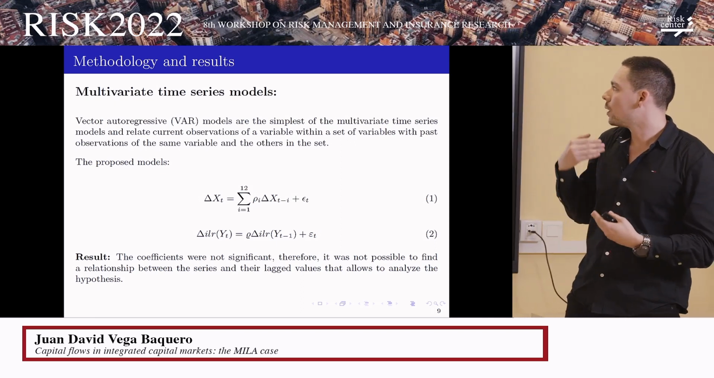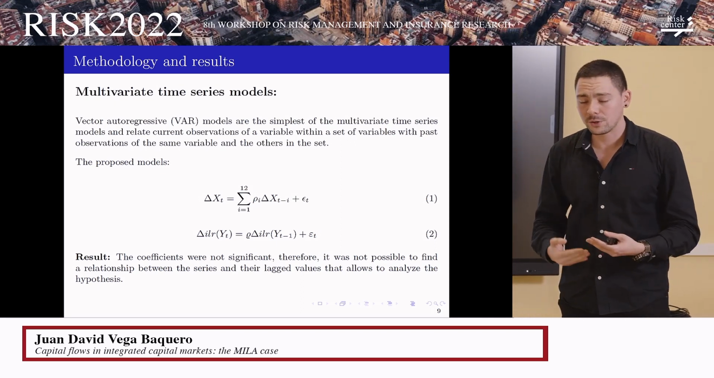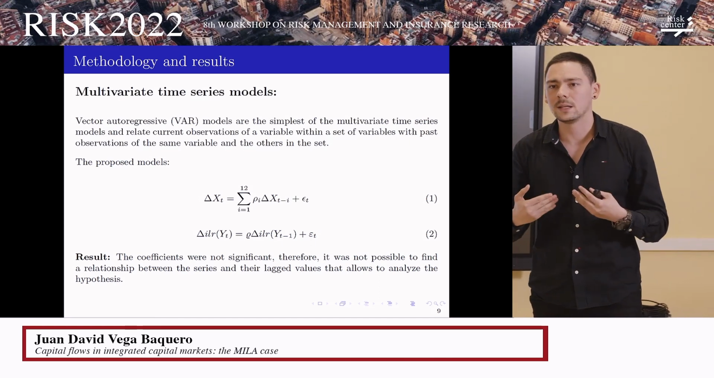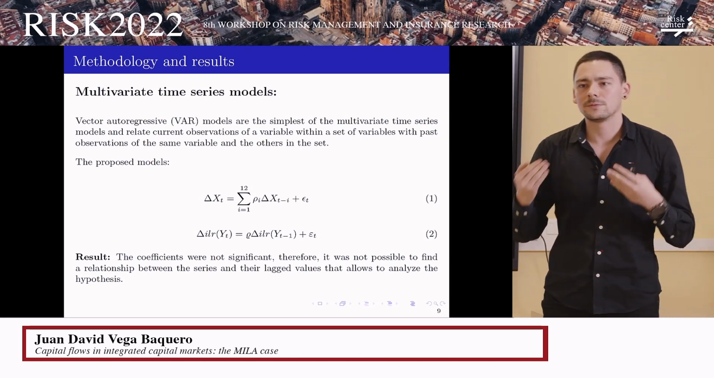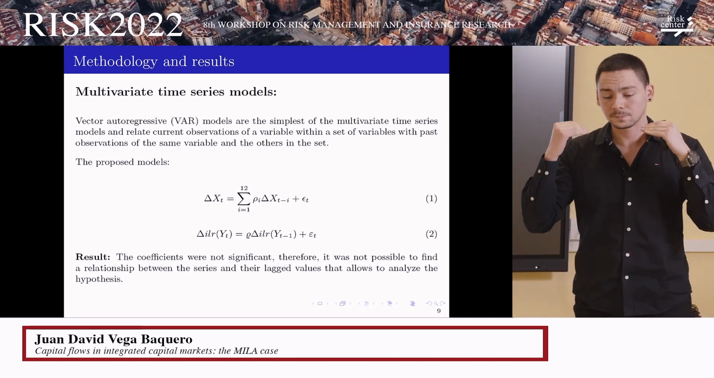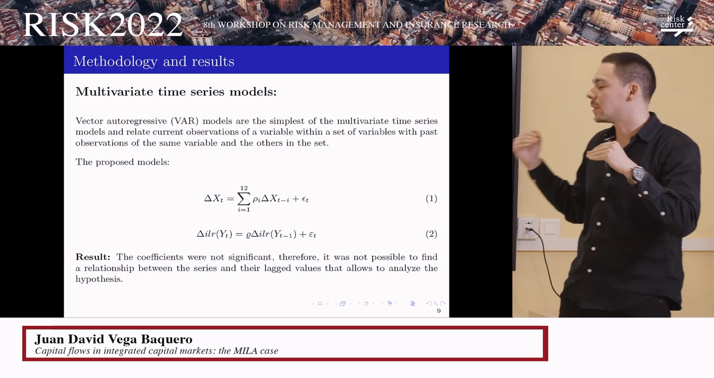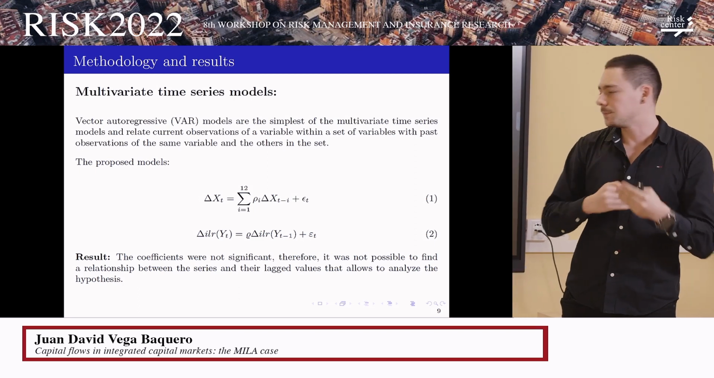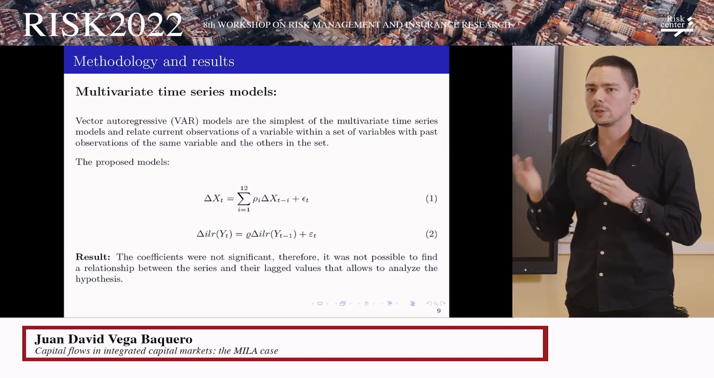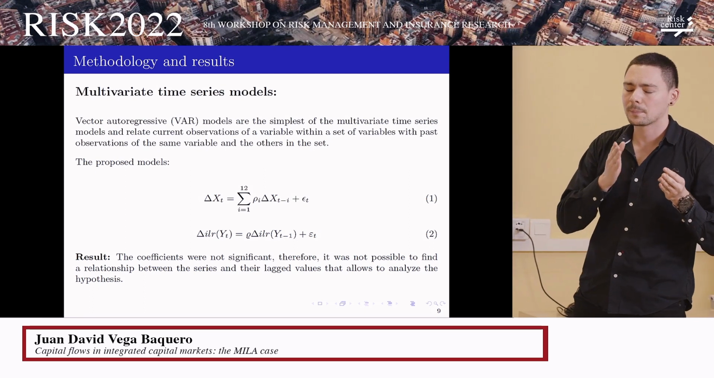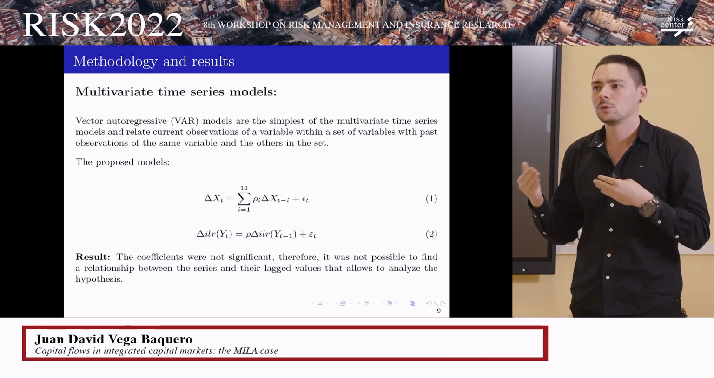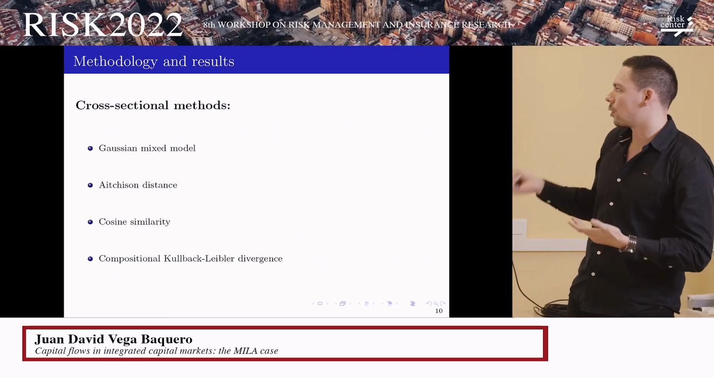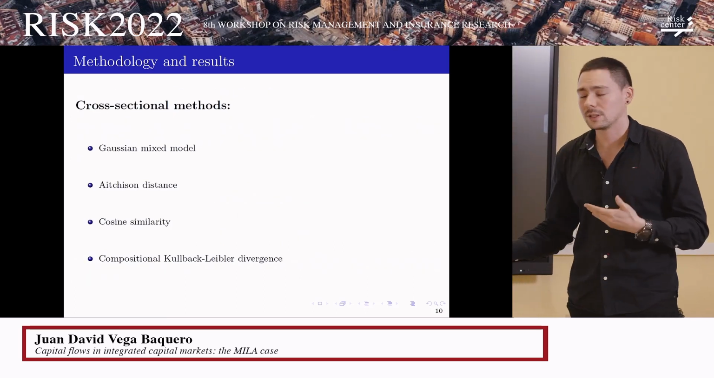But basically, when we do this through multivariate time series, we realize that the coefficients are not significant. So it is not possible to find a relationship between the current value of either the capitalization or the transformed compositional series and the previous value. So what we conclude is that through multivariate time series, we are not able to test the hypothesis that we are trying to test. So we go back to the cross-sectional methods applied to compositional series.